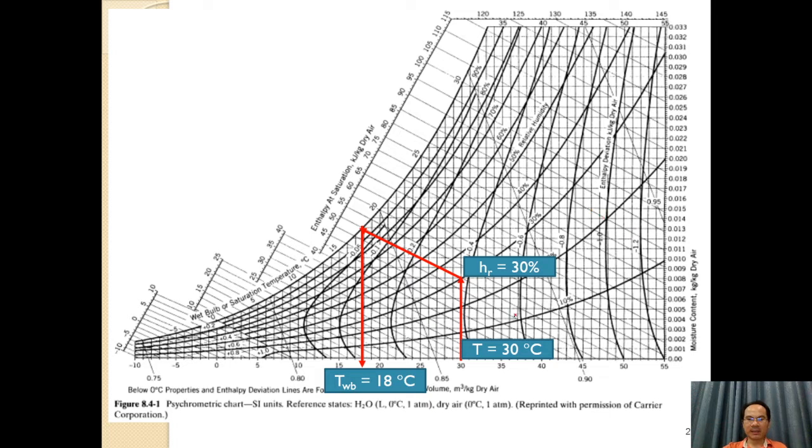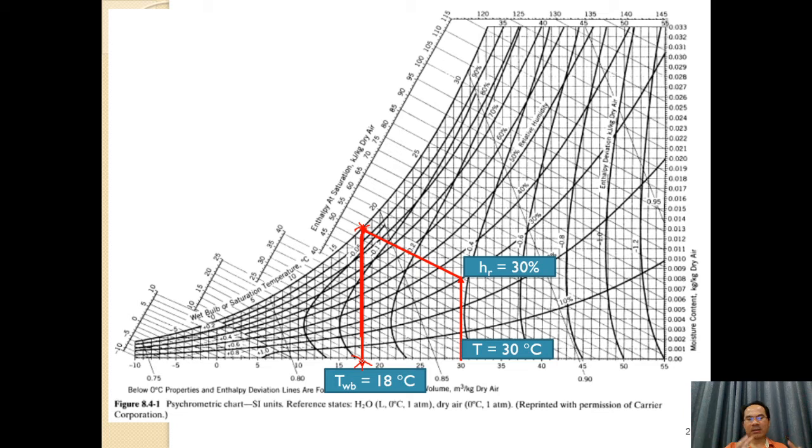If you know the dry bulb temperature is 30 degrees Celsius, and the relative humidity is 30%, you go to 30 degrees Celsius, contact the 30% humidity curve, and then drag a line parallel to the constant wet bulb temperature line. This line is the line for enthalpy of saturation. Then contact the 100% relative humidity, and drag the vertical line, like plotting the dry bulb temperature. For this case, you get 18 degrees Celsius.